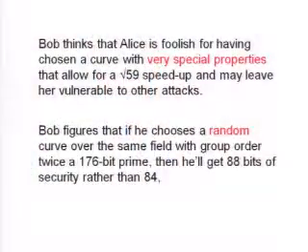Now Bob thinks that Alice is foolish, first of all, for having chosen a curve with very special properties that not only allow for this one speed up that we know about, but who knows what else could result from choosing a special curve. So it could leave her vulnerable to other attacks. So Bob figures that he'll say, fine, if you want to work over the field of 2 to the 177 elements, let's do that.